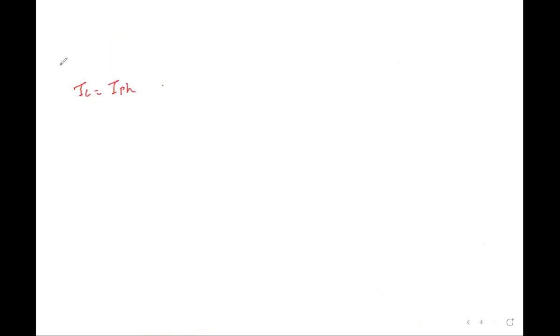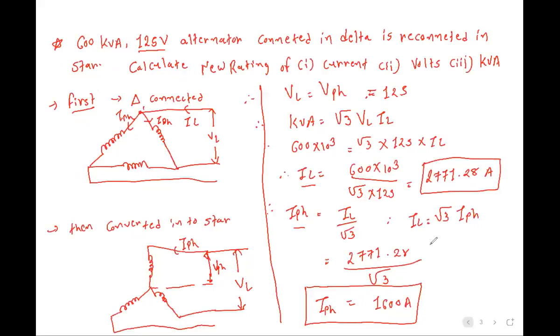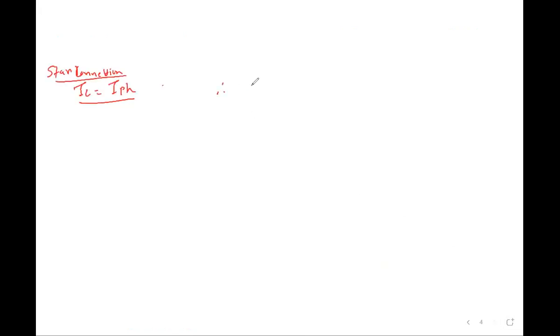So now for star connection, the relationship is that my line current is always equal to the phase current. Why? Because the current in the phase is also flowing through the same line. So phase current and line current are the same, but there is a difference between VPH and VL. What is that difference? My VL is always root 3 times my phase voltage.